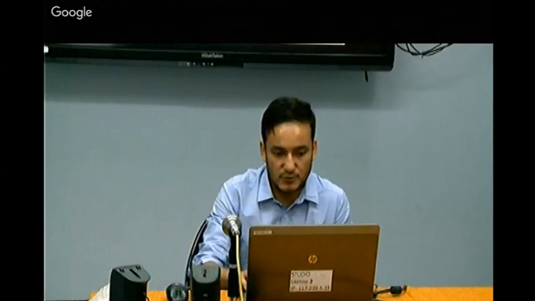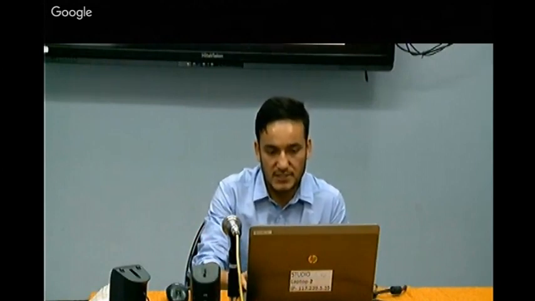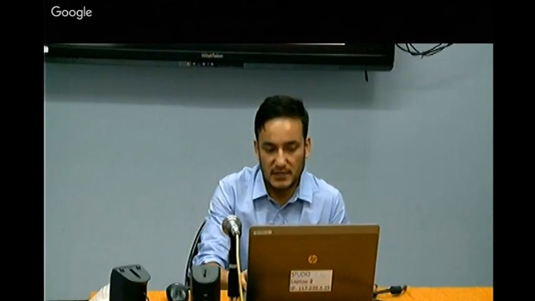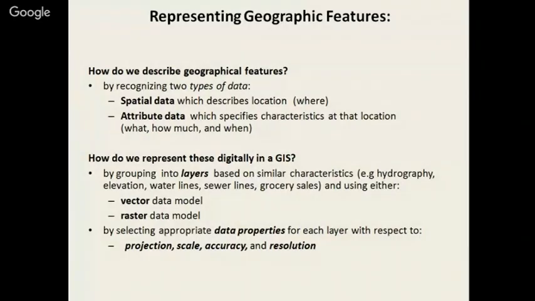So basically we have two kinds of models in which we represent the real world digitally in the GIS. These are the vector data model first, and the second is the raster data model. So by selecting appropriate data properties for each layer with respect to the projection. We just discussed how we try to represent the spherical earth on a plane surface.